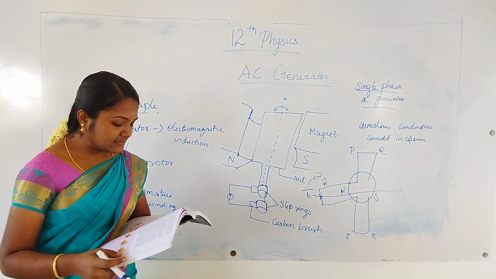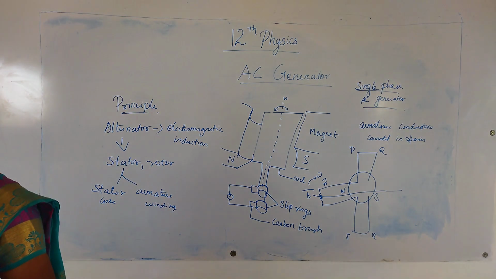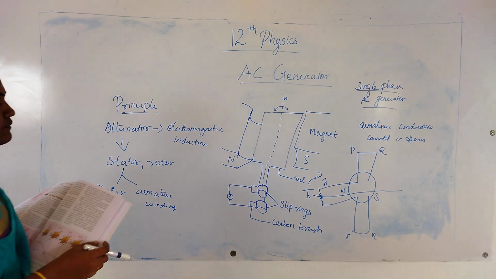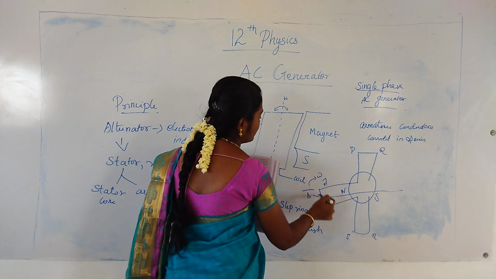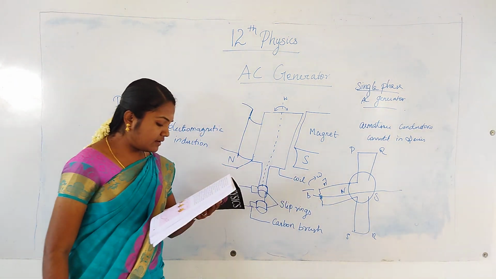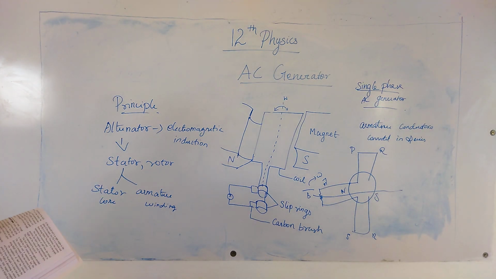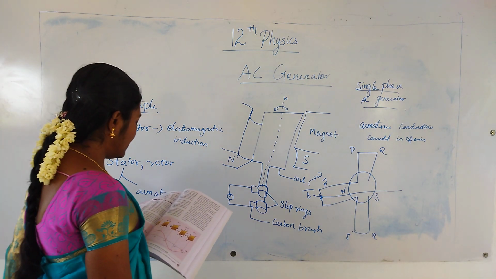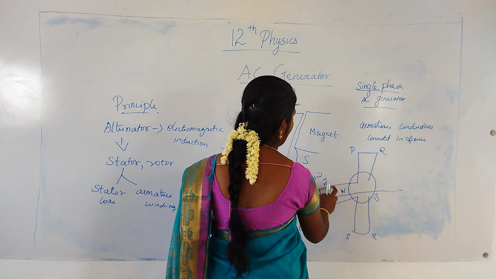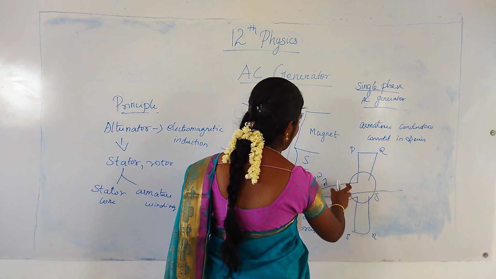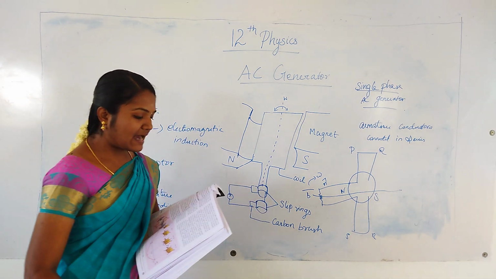When the field windings are excited, a magnetic field is produced around it. Here, the magnetic field B bar is produced around it. Then let the field magnet be rotated in the clockwise direction by some external means. This is the field magnet, north pole and south pole.